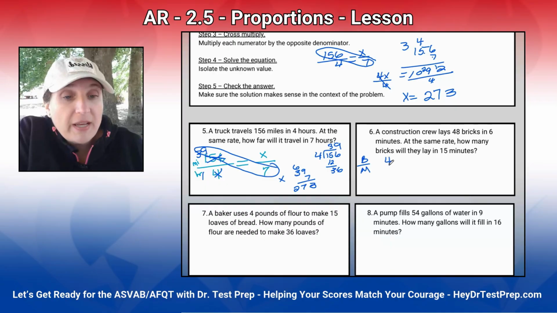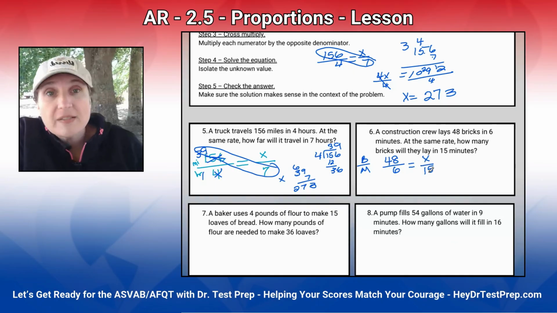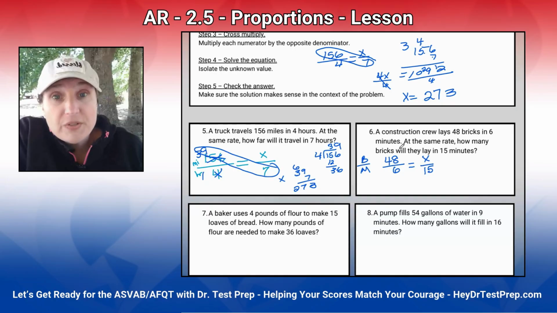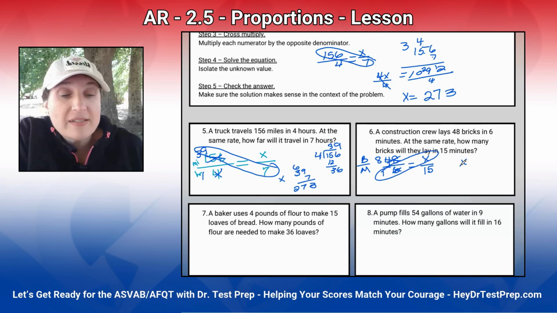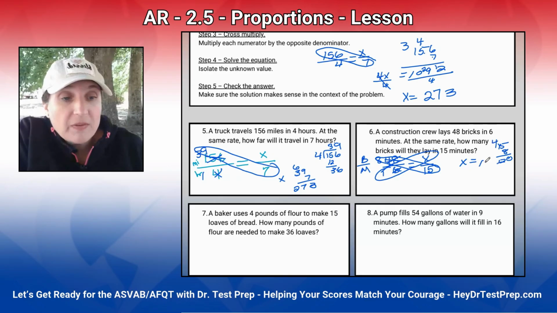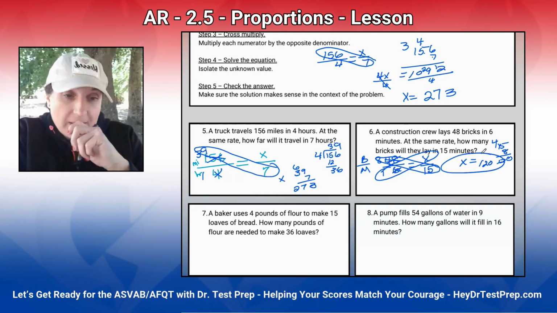A crew lays 48 bricks in 6 minutes. So we've got 48 over 6. How many bricks will they lay in 15 minutes? Well, remember, we can reduce fractions up and down. So we can see that 6 goes into 48 8 times. So now we can do 1 times x is x, and then 8 times 15. Remember, I like to put the bigger number on top, is 120. So they can lay 120 bricks.